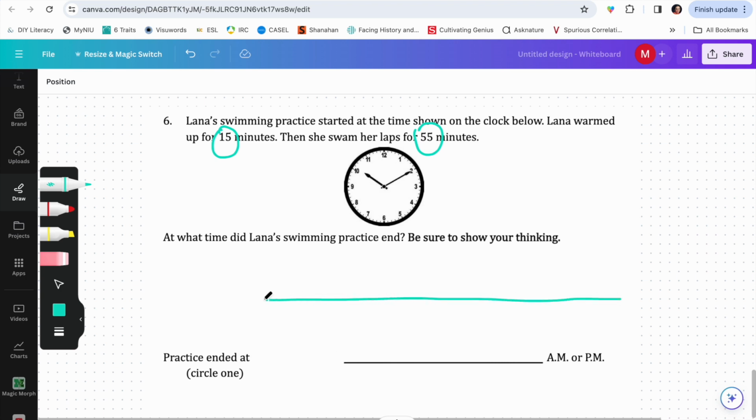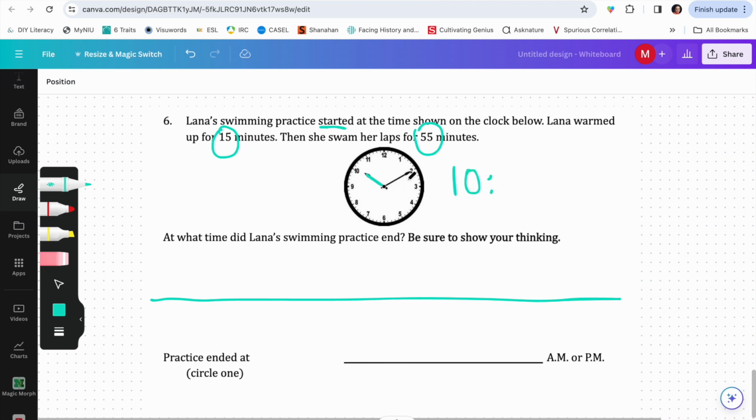And again, we're going to be showing our thinking on a timeline because this is a really nice, clear way to show all of our reasoning. Okay, so the first question is, what time did our practice start? We know that our practice started at the time shown below. So here's where we have to identify what time it is on the clock. First we're going to look at the hours. We know the hours are shown with the short hand. I can see the short hand has just passed 10. So I know the hour is 10.